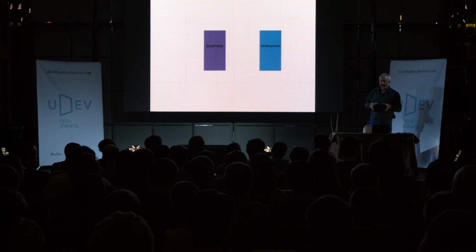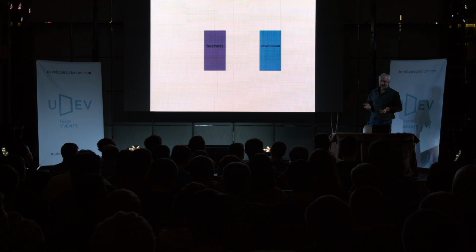You had an organization where you have business people, and the business people wanted features. They wanted the software to do new things. So they kept saying, we need this, we need this, we need this. And they would complain because the developers weren't really delivering the features.